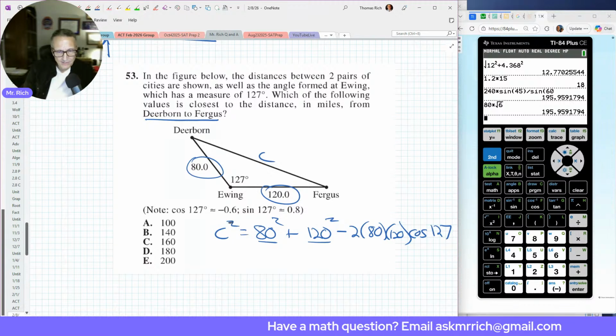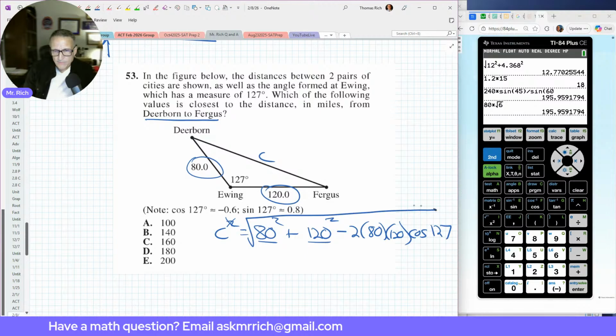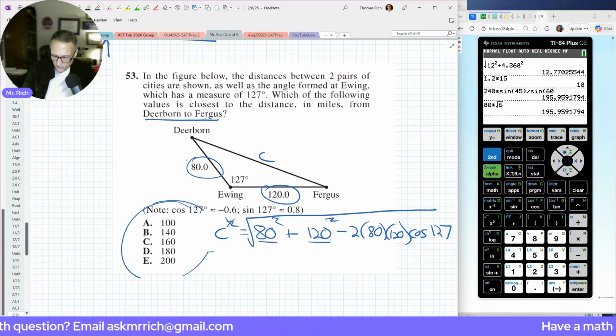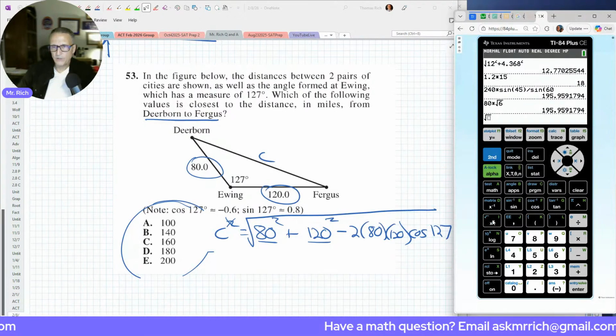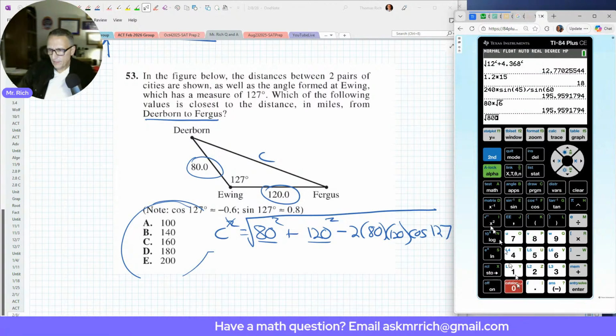Because if I square root the left side, I get rid of that square. So really, that's my calculation to come up with one of those answers. So going over to my calculator, I am going to put a square root there. And then let's just do it, right?